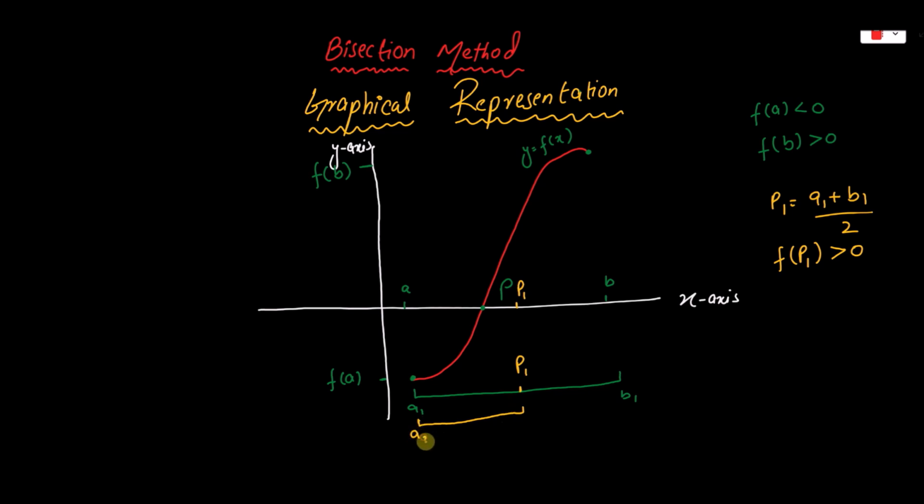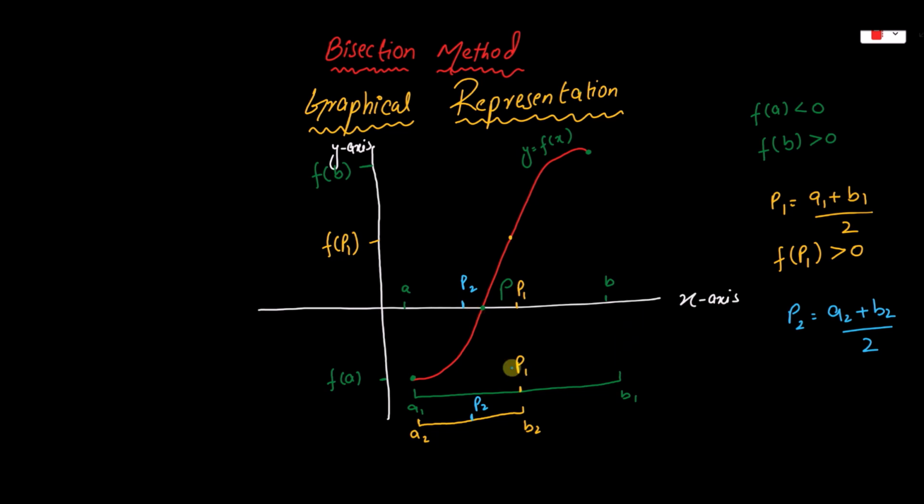So we call it A2 and we call it, not P2, it is B2. The function is positive, so it must be somewhere here. We call it f of P1. Now we go for the same procedure again. We apply the bisection method, and P2 equals A2 plus B2 divided by 2. And again we locate the midpoint. So this is the midpoint and we call it P2, and here it is P2.